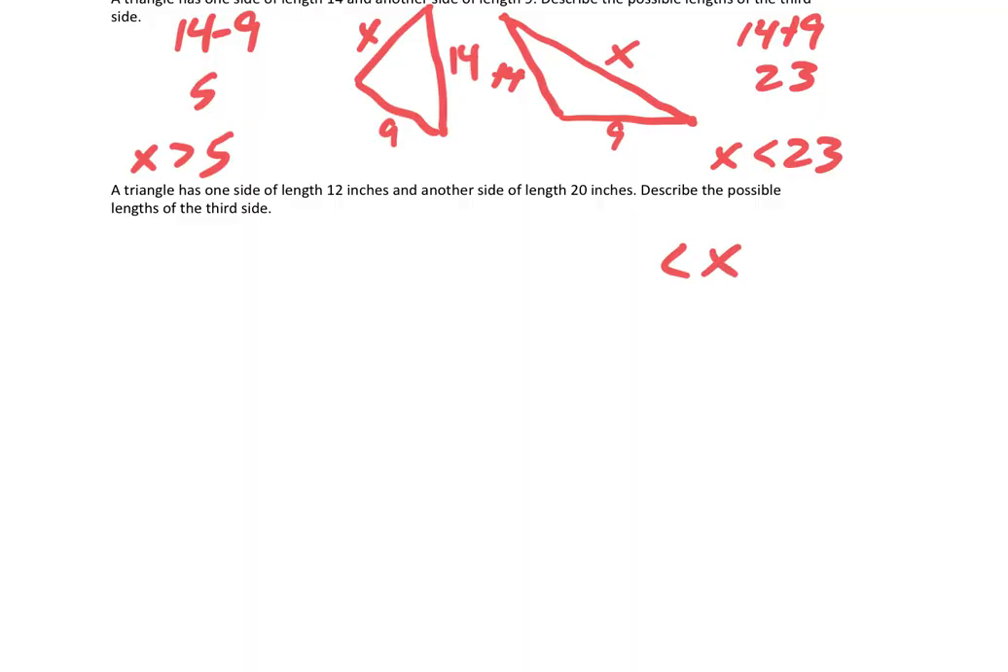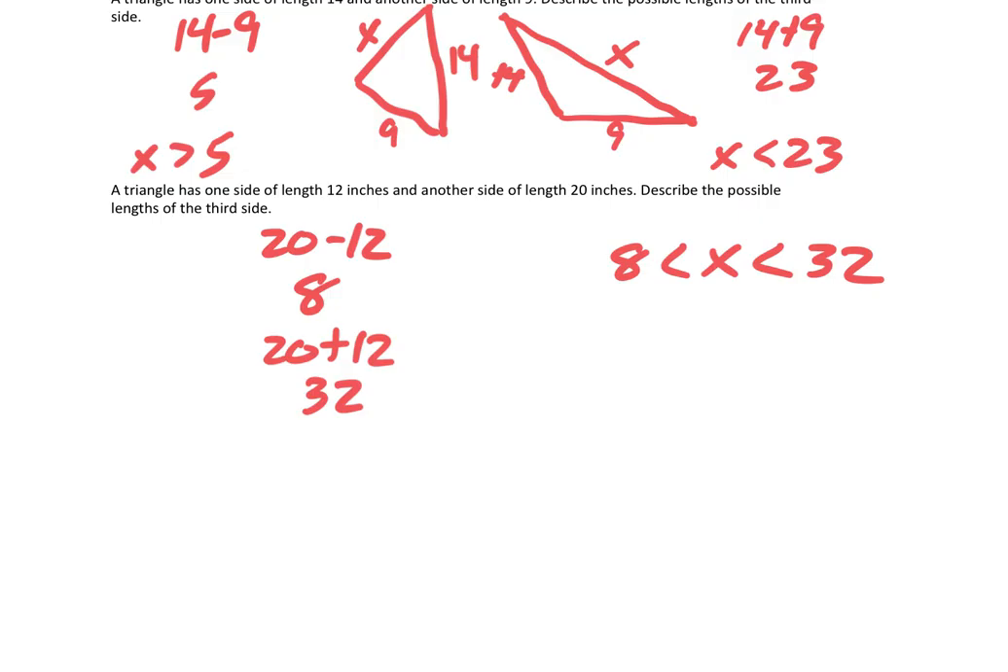All right, so if I do this last one here, what's the low end going to be? Okay, 20 minus 12. Has to be bigger than 8. Okay, what's the high end going to be? Oops, 20 and 12, which is 32. So it has to be somewhere less than 32. So x has to be somewhere between 8 and 32.